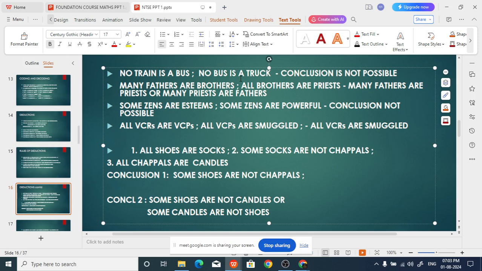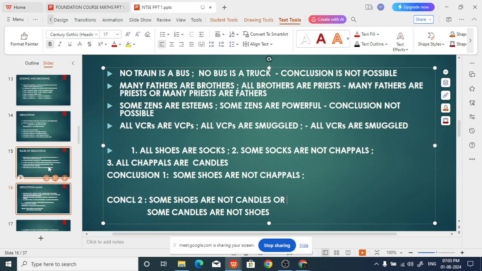I will ask some other question. What is the type of the first statement, no train is a bus? Universal negative. Very good. No bus is a truck, what is the type of statement? Universal negative again.